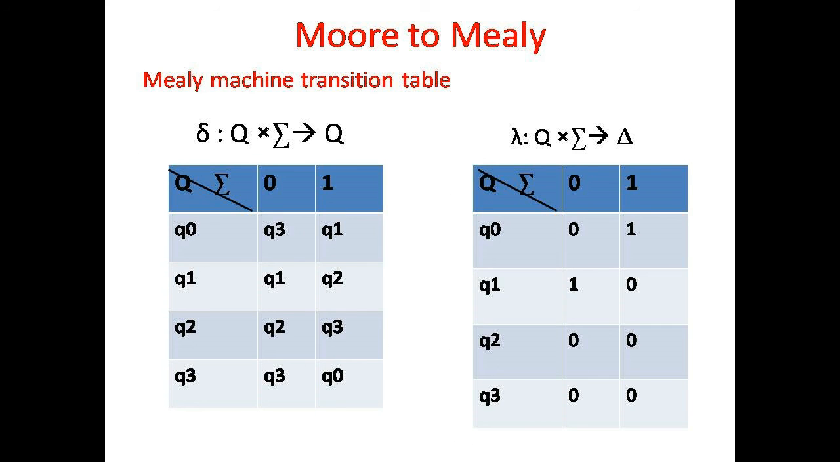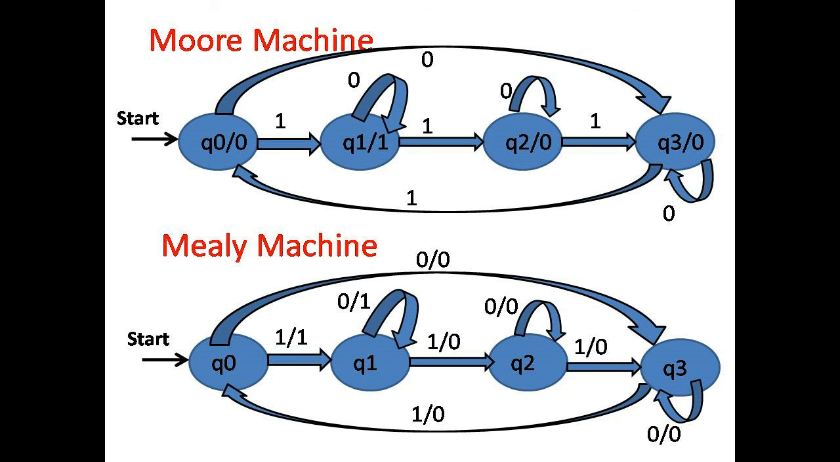This table shows the Mealy machine transition table. The del is the state function table and the lambda is the machine function table. The del function table is the same as in the Moore machine. Only the lambda function table, the machine function table, changes here. The transition diagram for the equivalent Mealy machine is shown in the figure. By using the transition table, we can construct the transition diagram.